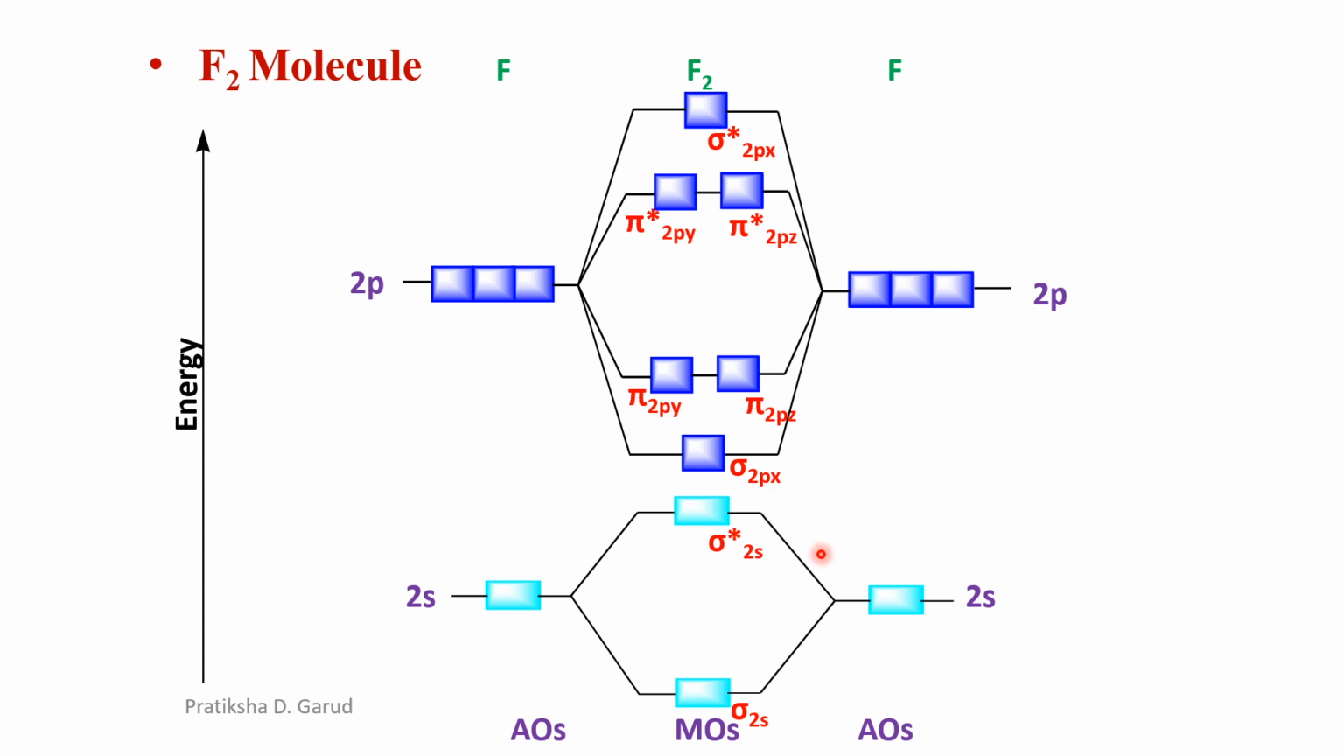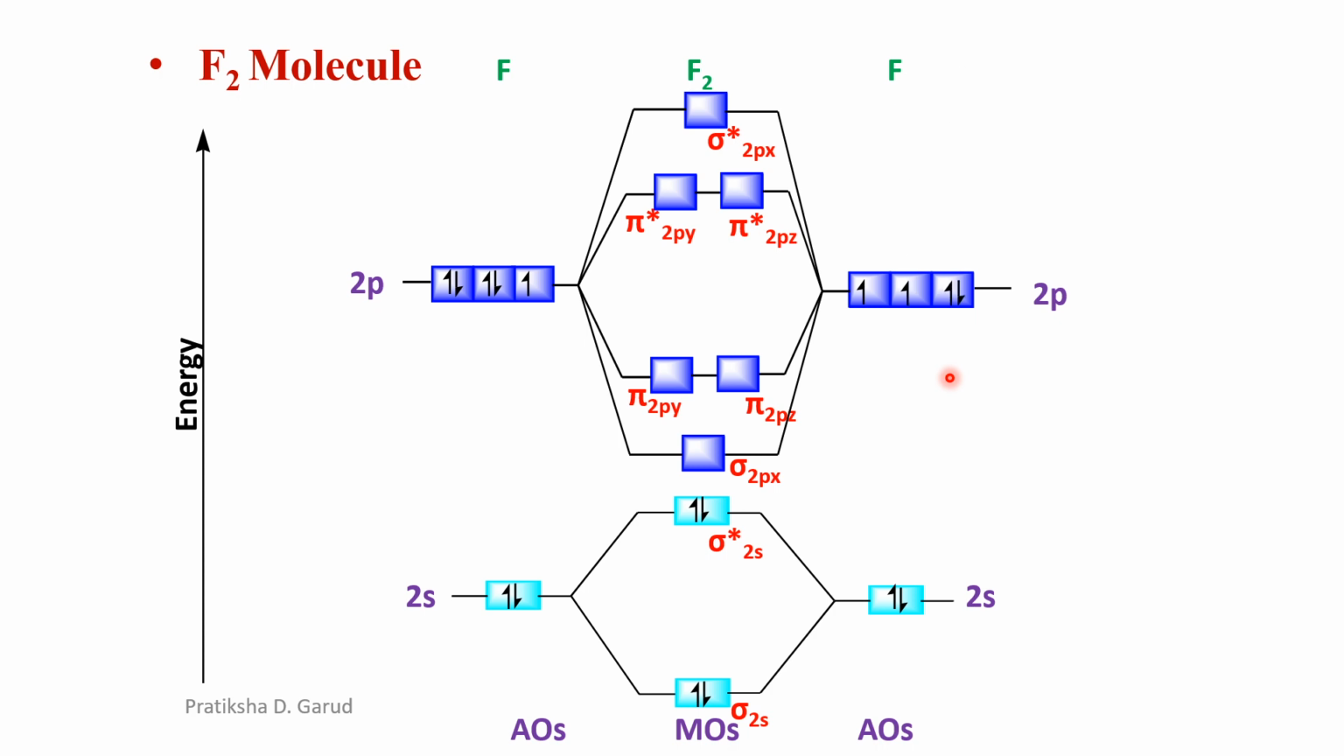Now let us see the filling of electrons. In case of the 2s, each fluorine has 2 electrons. So this is the first electron, second electron. Then again first electron and second electron. So a total of 4 electrons, and these 4 electrons are filled in the bonding and the anti-bonding. So in bonding 2 electrons, again in anti-bonding 2 electrons. While in the 2p, we have 1, 2, 3, 3 electrons with parallel spin, then the fifth electron and the sixth electron, they are paired. Again for the second, first, second, third.